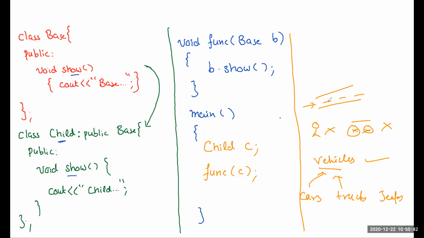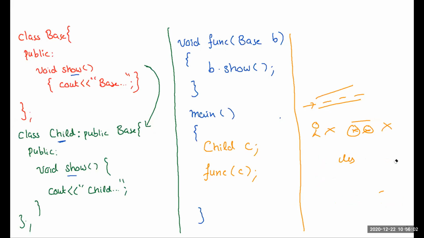So if I'm saying vehicles can cross this bridge, it means a car is also a vehicle, so a car can cross the bridge. A truck is also a vehicle, a jeep is also a vehicle, they can cross the bridge, right? But a pedestrian cannot cross the bridge because a pedestrian is not a vehicle, right? So with these two examples, now let's come back to our previous example, right?